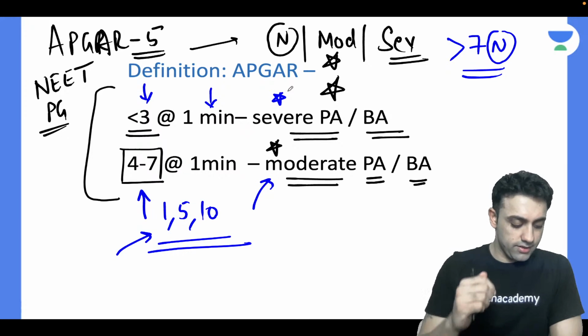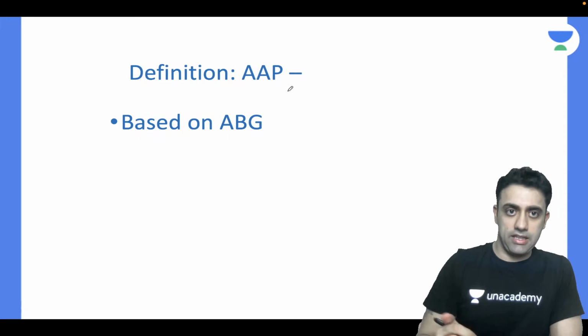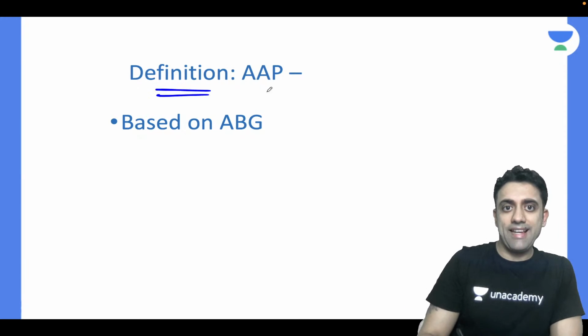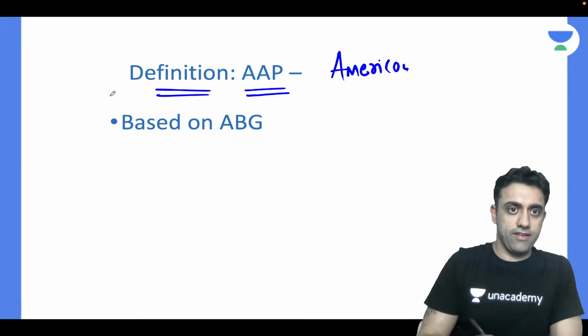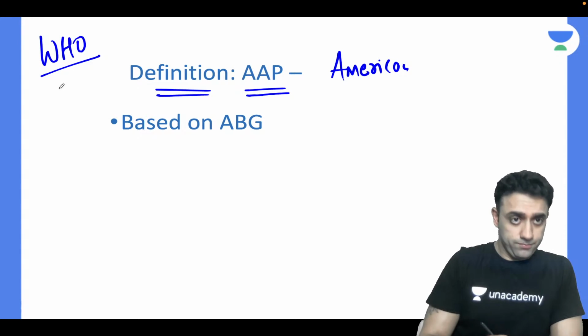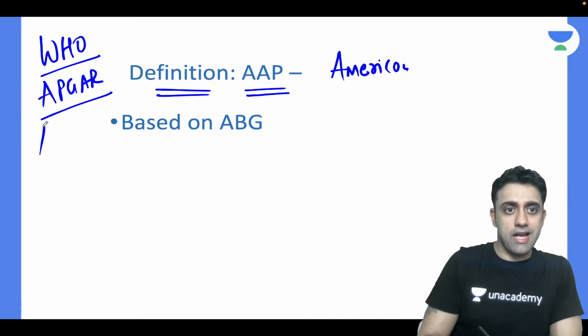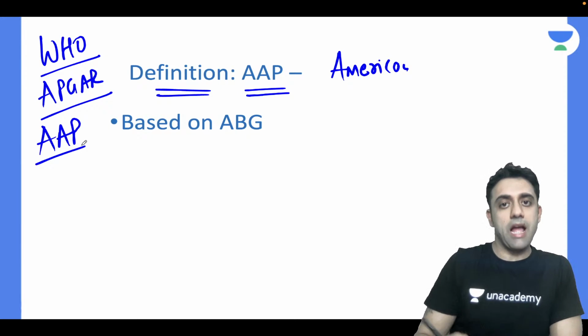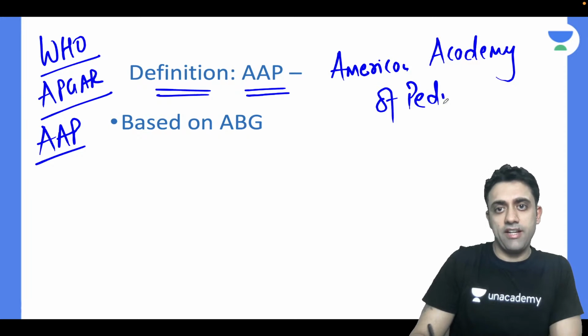Okay. Great. So HIE is also defined by the AAP, the American Academy of Pediatrics. There are now three definitions of HIE. One was the WHO definition, one was based on Apgar score, and one is told by the AAP, the American Academy of Pediatrics. So there are three definitions.